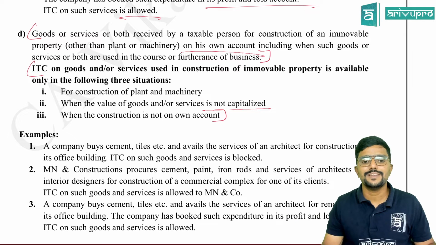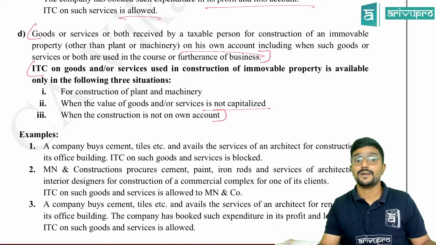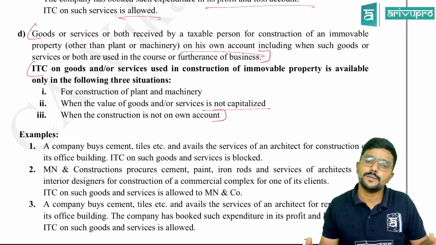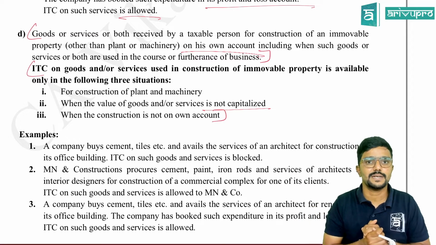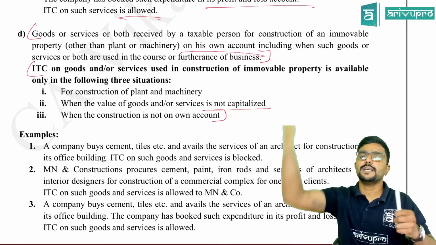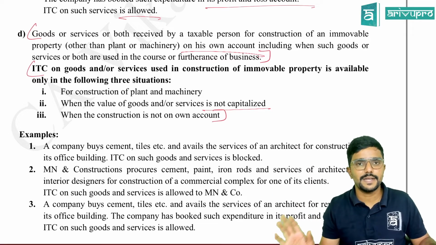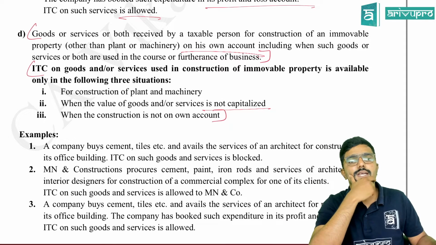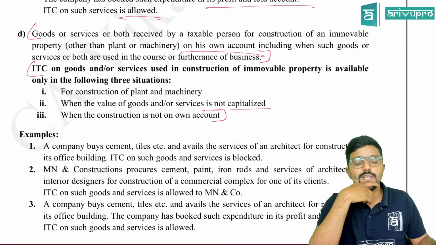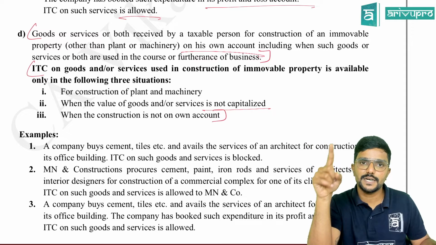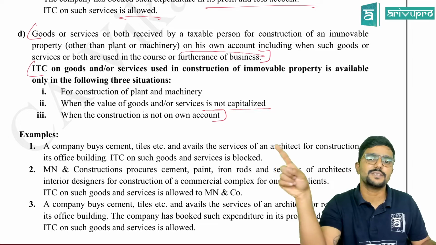Next, when the construction is not on own account. I gave a second example, Monthly Developers. In that case, construction is not for me. It is for Infosys Limited, who is my client. Can I claim the credit? Yes. Monthly Developers can claim the credit. Now, in the same example, assume Infosys itself is constructing a building for themselves. They have not taken the help of anyone. In that case, whatever goods and services they have purchased, if they have treated it as a capital expenditure, credit is not available because they are constructing it on their own account for themselves.